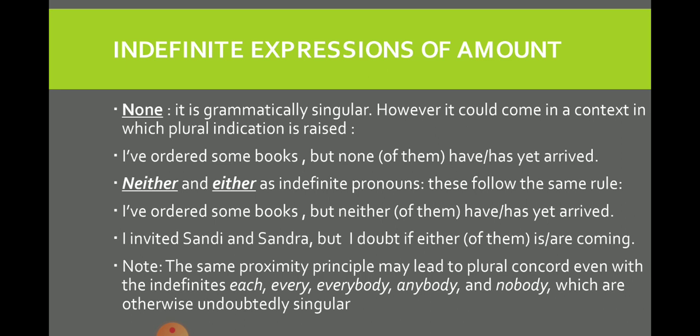Note, the same proximity principle may lead to plural concord even with the indefinites like each, every, everybody, anybody, and nobody, which are otherwise undoubtedly singular. So the same thing applies to the other indefinite expressions of amount, which are each, every, everybody, anybody, and nobody. These are basically singular. However, we can use them in some contexts as plural, just like none, either, neither in these examples.